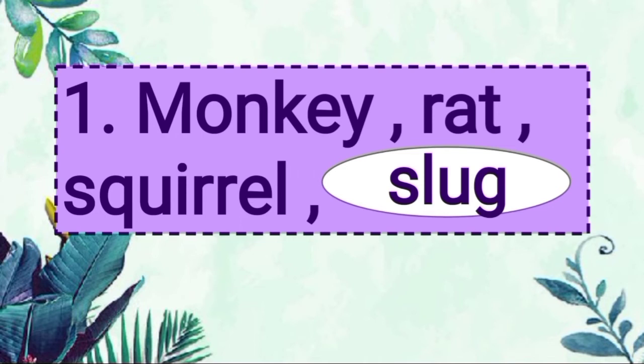An example of invertebrate is worms such as slug, which is fourth word here. But here monkey, rat and squirrel are examples of animals with backbone, means vertebrate animals. So fourth word slug is different from first three words. So we have to circle fourth word slug.